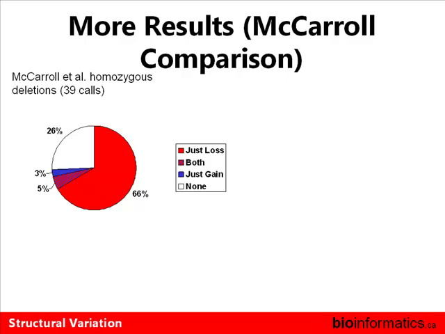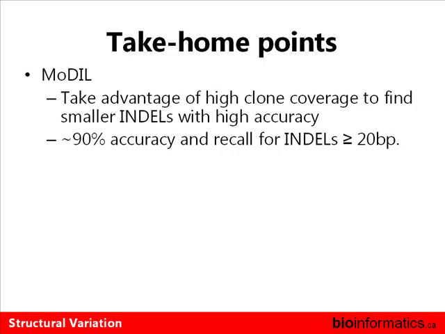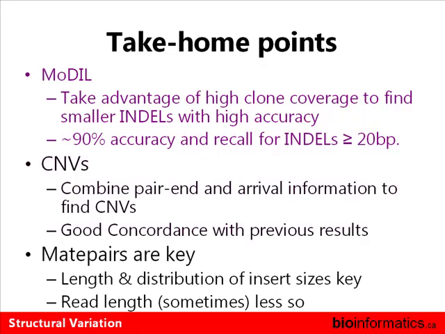And then we did a comparison to a third study, but I will not dwell on this. So, take-home points from all of this. By taking advantage of high clone coverage, you can find progressively smaller indels with high accuracy, including 90% or more accuracy for indels greater than 20 base pairs. We require about 20x clone coverage of the data set. For CNVs, you can combine paired-end and arrival rate information to find copy number variants. And again, you see good concordance with previous results.